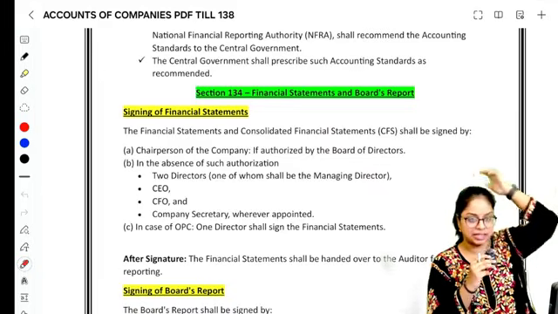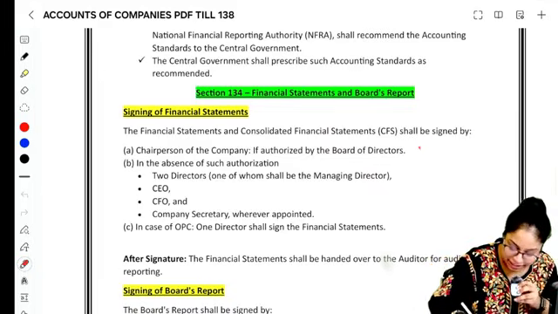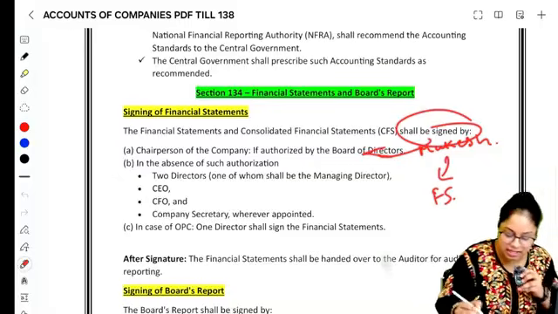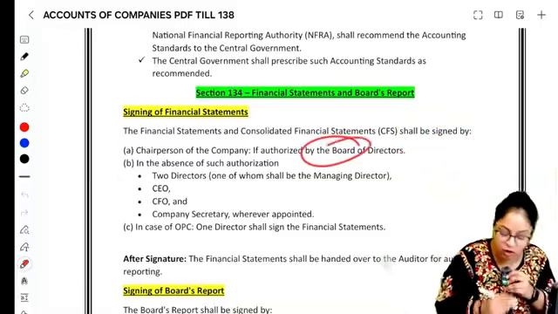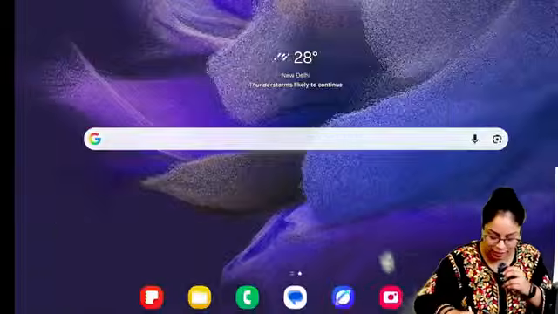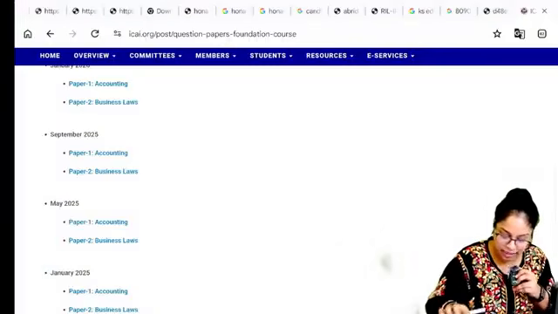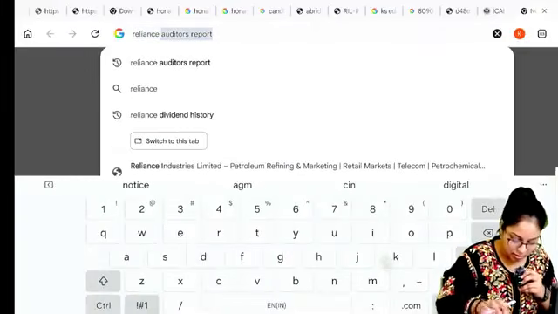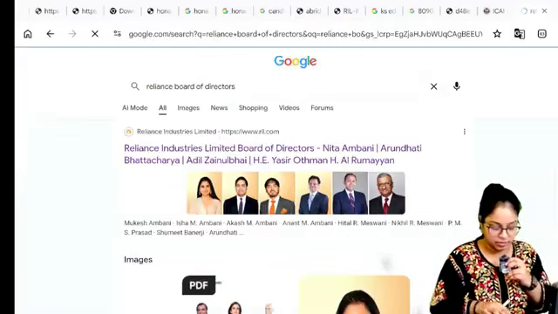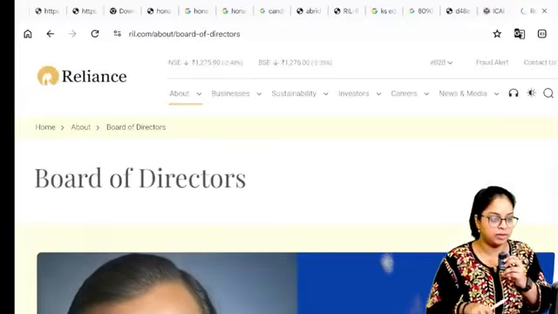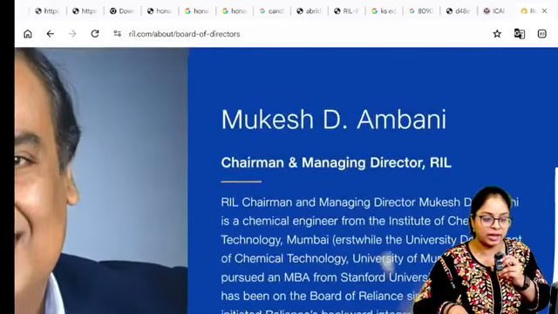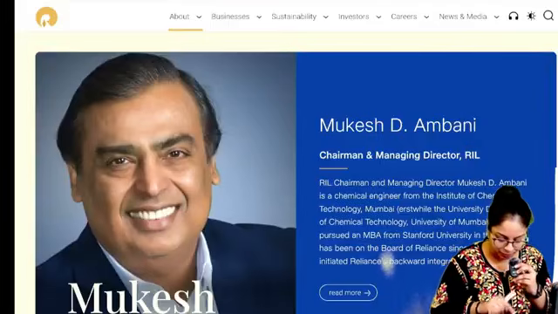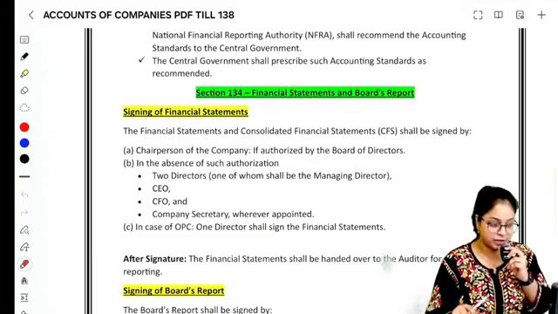Every company has a chairperson, like Reliance, where Mukesh Ambani is the chairperson. So once the financial statements are ready, who should sign them first? The chairperson of the company, if they are authorized by the board. If we look at Reliance Limited, Reliance's board of directors has already appointed a chairman or chairperson. If there's a chairperson in the company, then the chairperson must sign the financial statements and consolidated financial statements.